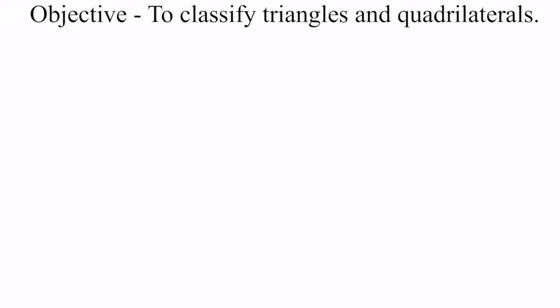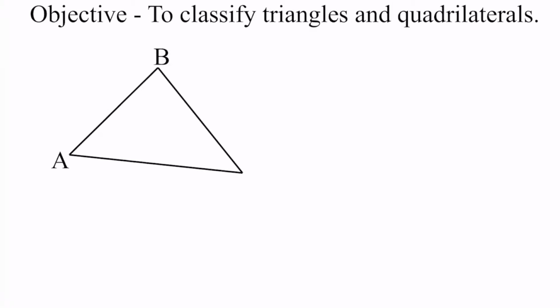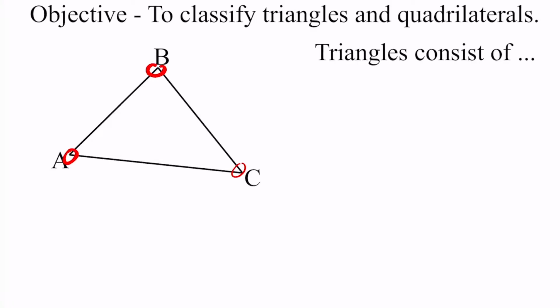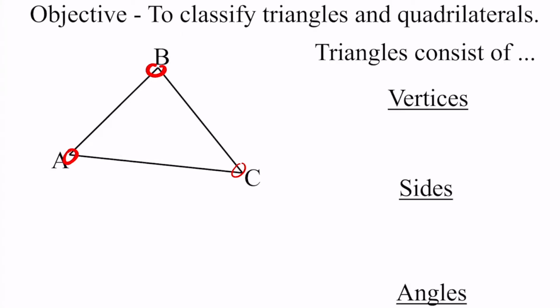Okay, so we're going to try this right here. We're going to classify triangles and quadrilaterals. So first, we're going to have a triangle here, and we're going to name the vertices A, B, and C. So remember, vertex means where two lines meet. Okay, so this triangle consists of vertices, sides, and angles.